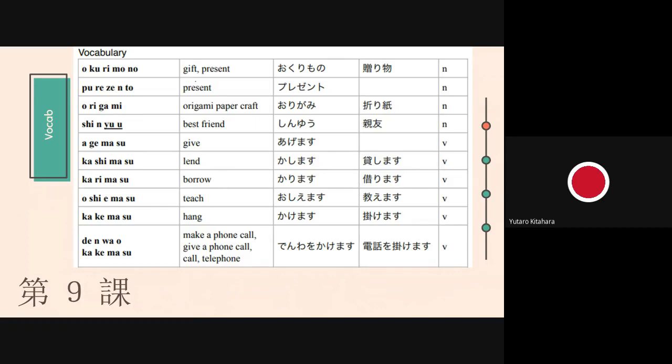Okay, okurimono. Okurimono is a present or gift. It's the same as presento. Presento is also present. One is the katakana version, as you can see. It's an English word, presento from English. And okurimono is actually from the verb okurimasu.